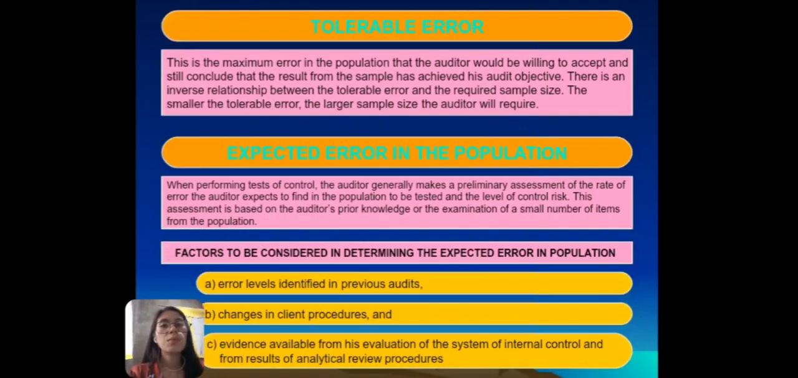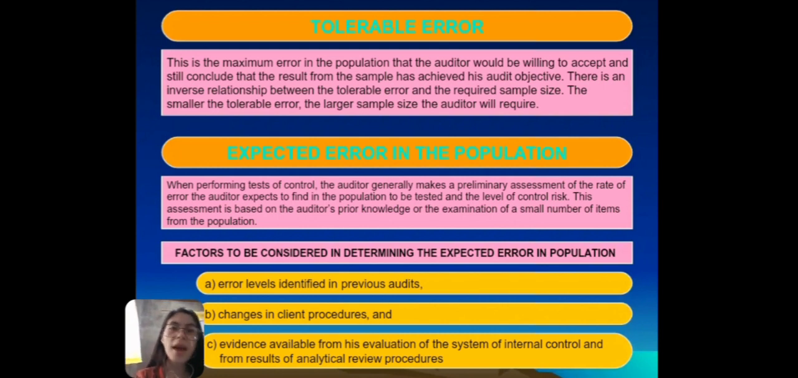So now let's move to tolerable error. This is the maximum error in the population that the auditor would be willing to accept and still conclude that the result from the sample has achieved its audit objective. So there is an inverse relationship between the tolerable error and the required sample size. The smaller the tolerable error, the larger the sample size the auditor will require.